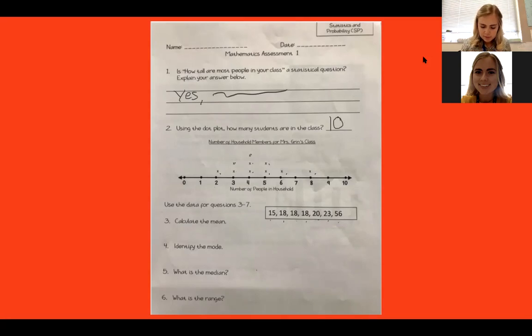First, let's calculate the mean. Mean, you add up all the numbers and then divide by how many numbers there are. So there are 1, 2, 3, 4, 5, 6, 7 numbers. So once I add up all the numbers, I divide by 7. You can use your calculator. We're doing 15 plus 18 plus 18 plus 18 plus 20 plus 23 plus 56, which should give us 168. And then we do 168 divided by 7, which gives us 24. So our mean is 24.